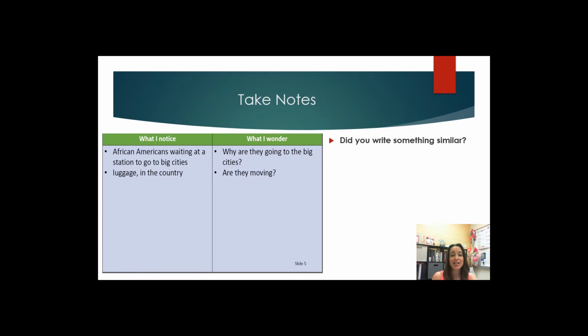Did you write something similar? I'm definitely starting to think that these folks moving is the migration the artist is focused on. Okay, what is going on in these images? Take a moment to record what you notice and wonder.